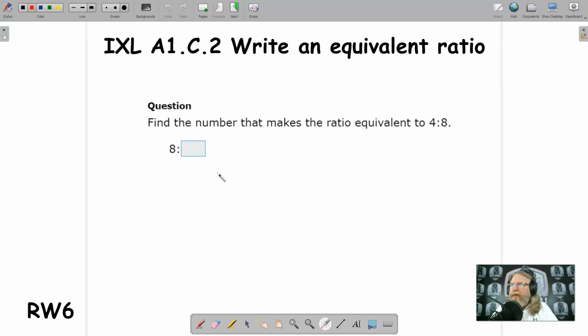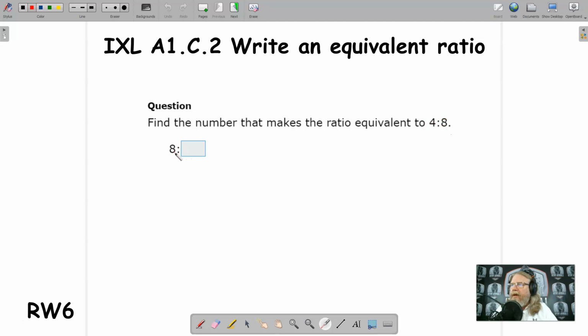So dealing with ratios, we did ratios in a previous activity where we found equivalent ratios. We were given a couple ratios and we had to determine whether or not those ratios were equivalent. This time they're going to give us a missing number of one of the two ratios. Here it says find the number that makes the ratio equivalent to 4 to 8.